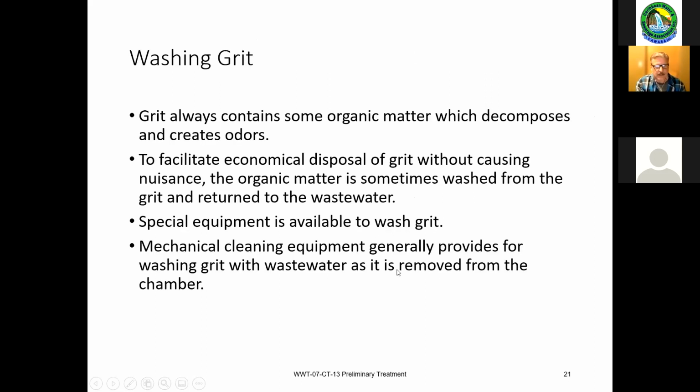So cleaning or washing of the grit is typically done, if you've seen a system, thank you for the comment about classifiers, which is basically an auger type system. When you've removed the grit, it gets pumped to a classifier. The classifiers are built on an angle, and as the auger inside turns, it slowly drags the grit up to the top so it can be disposed of, and it's washed at the same time.